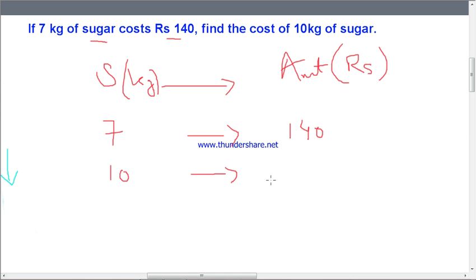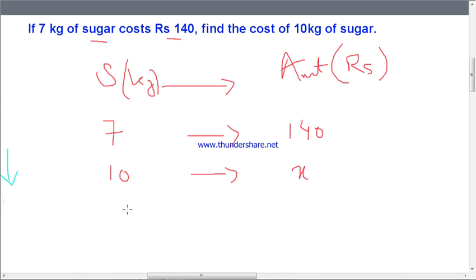And they are asking what will be the cost of 10 kg of sugar. Now imagine I'm going to the market. I go to a shopkeeper and ask, and he says, sir, if you take 7 kg of sugar, you have to pay rupees 140. Now I have decided I want to take 10 kg of sugar. How much should I pay? So let it be X.